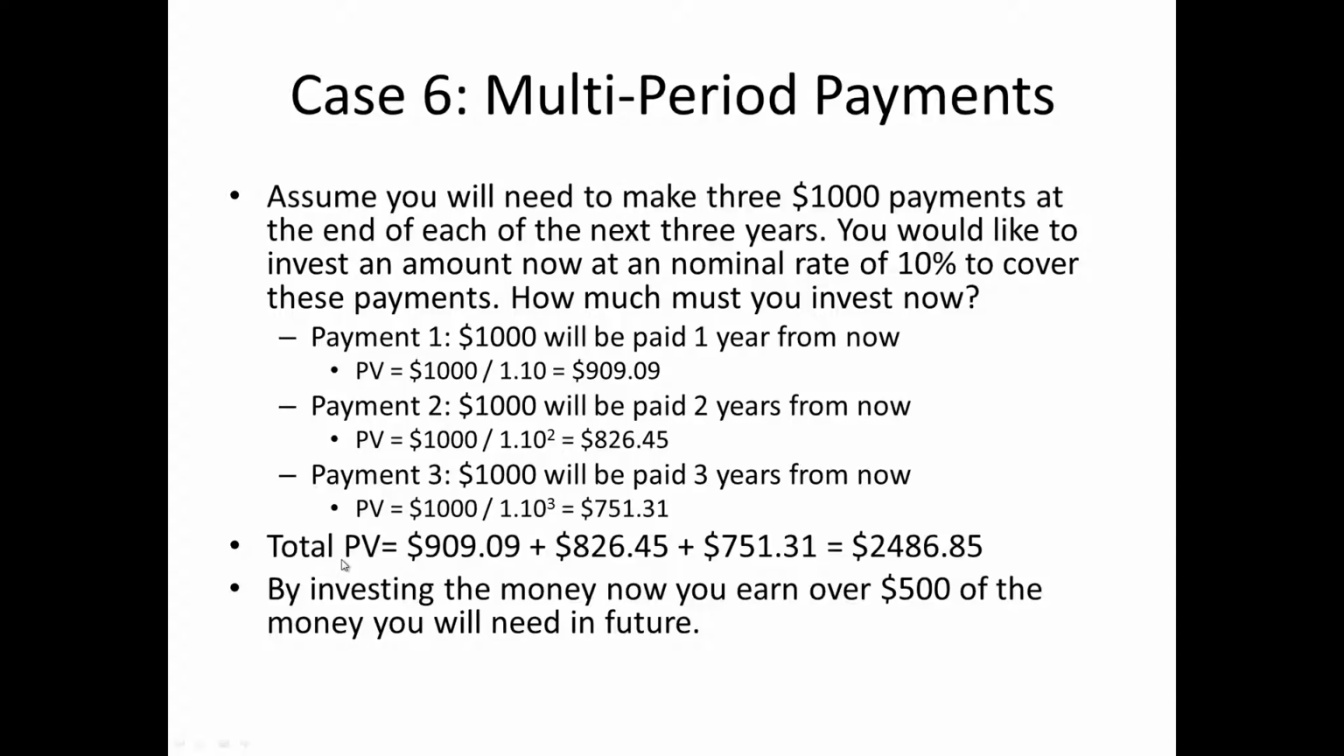So how much do I need in the account today? I need $909.09, $826.45, $751.31. I need to add all those up. That becomes $2,486.85. And that's what I need in order to make those $3,000 worth of payments in the future. Now notice that that's a lot less than $3,000. The $500 difference is the benefit that you got by putting the money in now and letting interest do your work, instead of just waiting and coming up with it as you needed it.